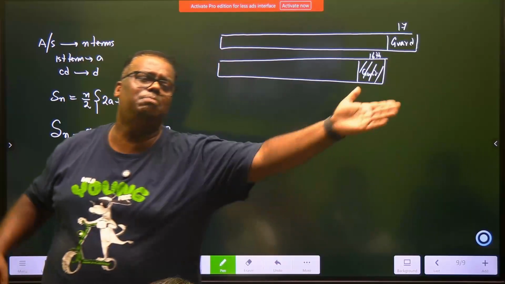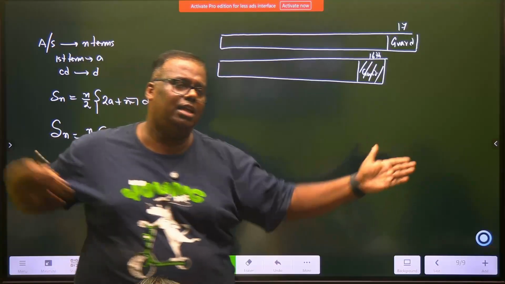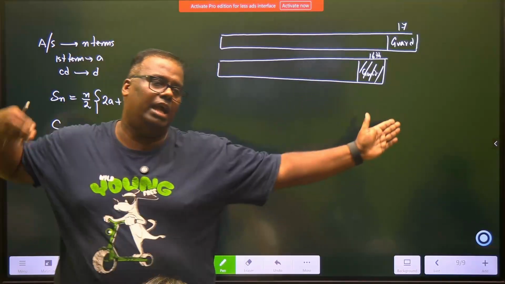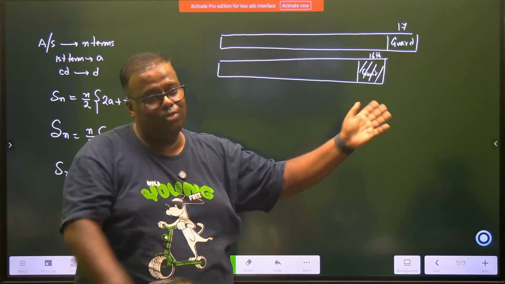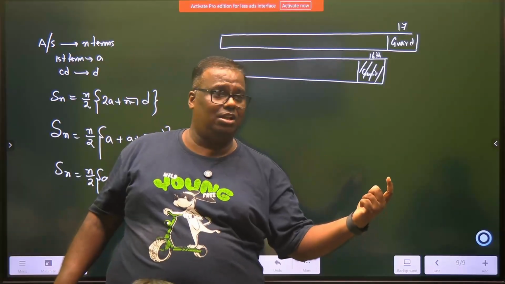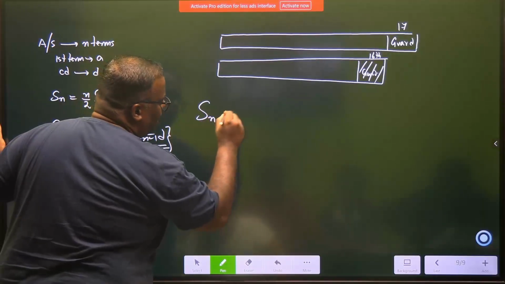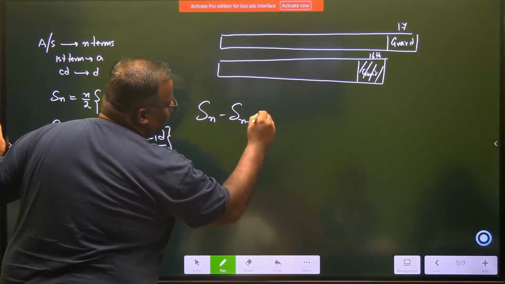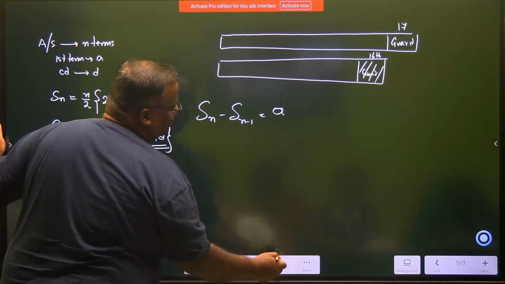You have 10 pencils: pencil 1, pencil 2, pencil 3, and I add 10 pencils, and I add 9 pencils. Addition of 10 pencils minus addition of 9 pencils is the 10th pencil. So one more formula: S of n minus S of n minus 1 is nothing but an or tn, whatever you write.